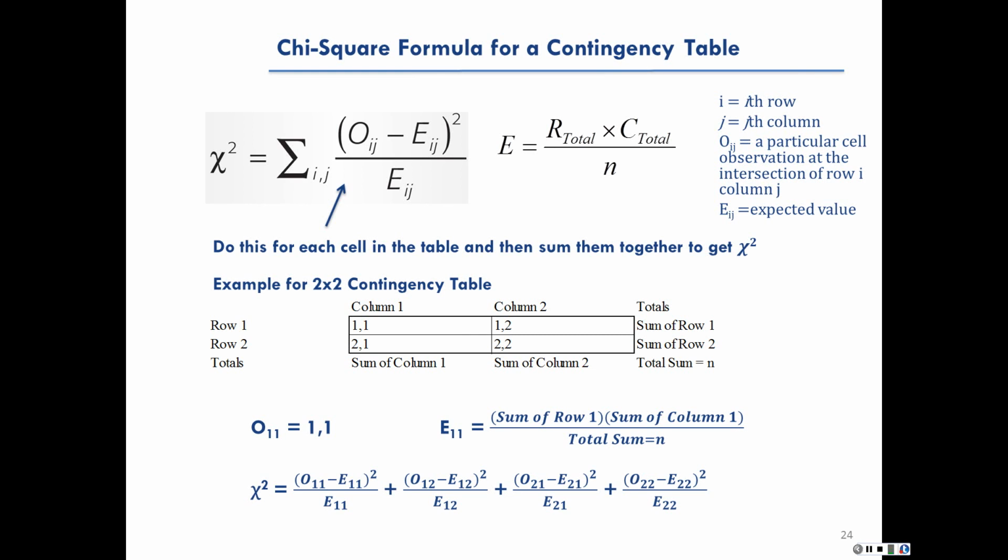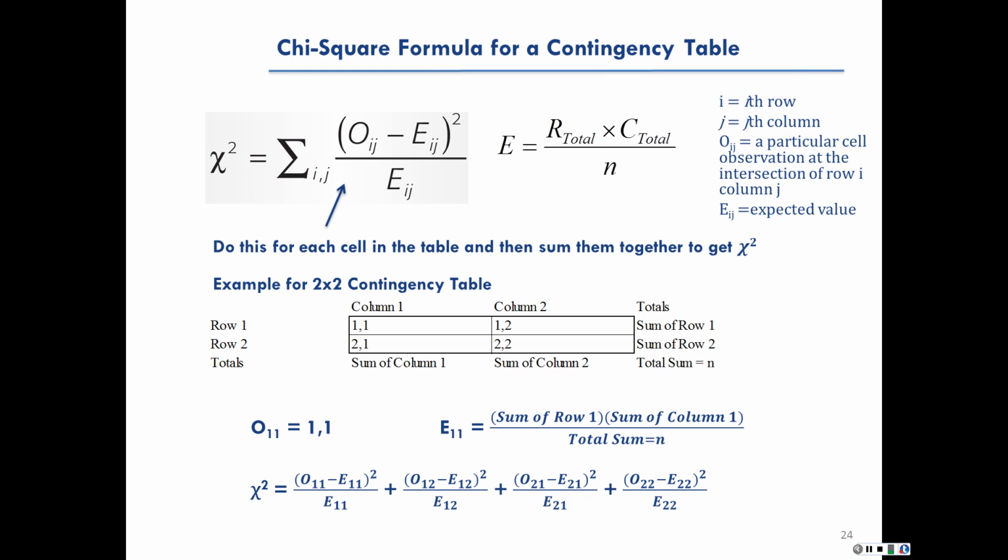So for this example table that I've created below that I also showed on the prior slide, you have your row and column totals. If we were looking at O with subscript 1, 1, that would be row 1, column 1. The observed number there would just be whatever is in that upper left cell. The expected number for row 1, column 1, though, is the sum of row 1 multiplied by the sum of column 1 and then divided by the total sum, which equals n. And so I've written that out there. And so for the other cells, you would simply apply that exact same formula.